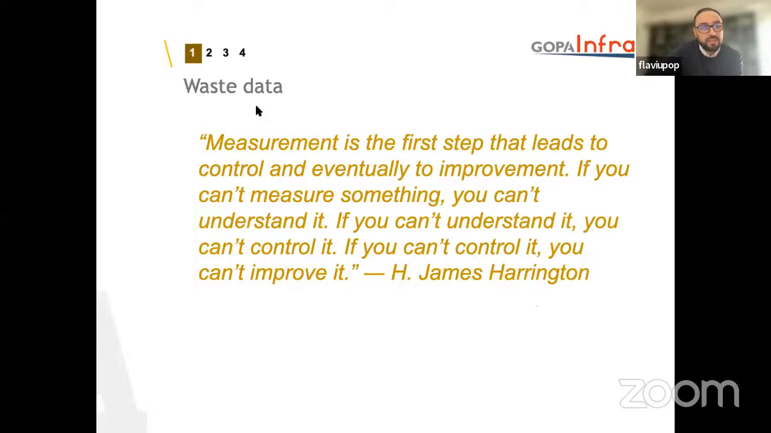Measurement is the first step that leads to control and eventually to improvement. If you can't measure something, you can't understand it. If you can't understand it, you can't control it. If you can't control it, you can't improve it.